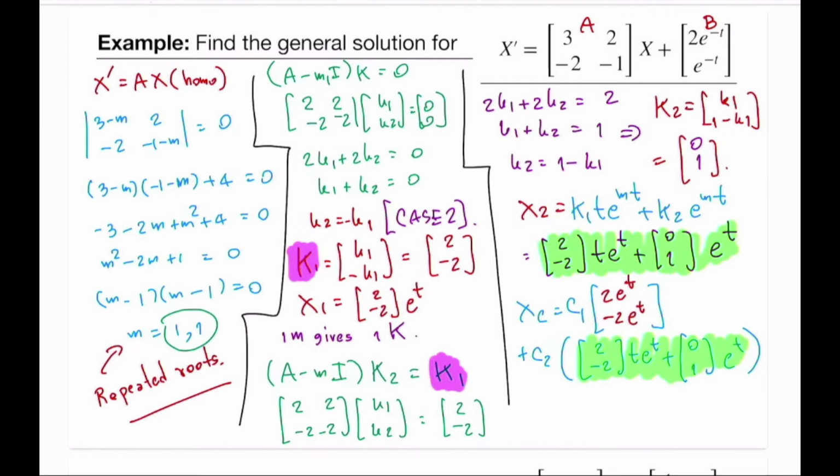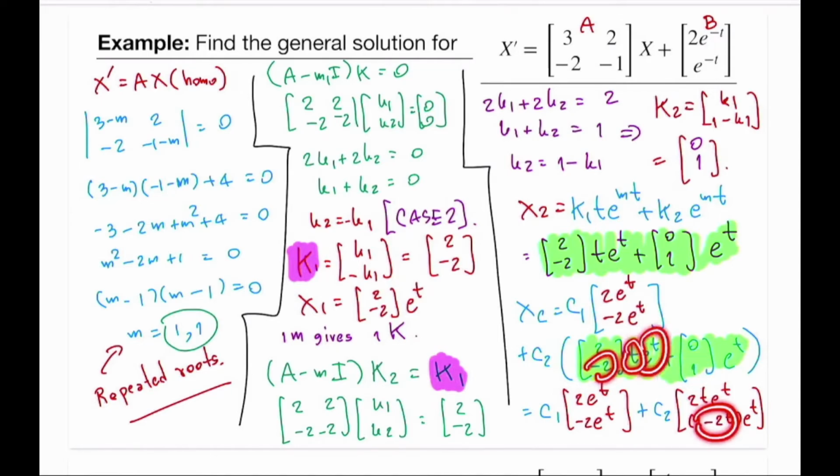And then I try to make it look simplest, so it would be c1 times (2e^t, -2e^t) plus c2 times (2t e^t, 1 minus 2t, e^t). Is that good? 1 from here. Okay, minus 2t, and then we have the common factor e to the t. Good.